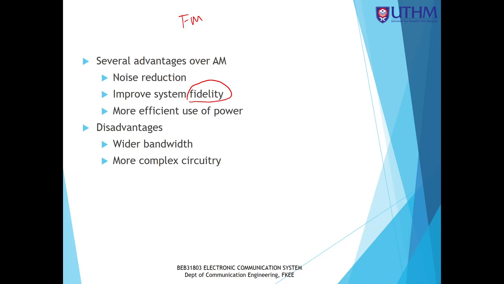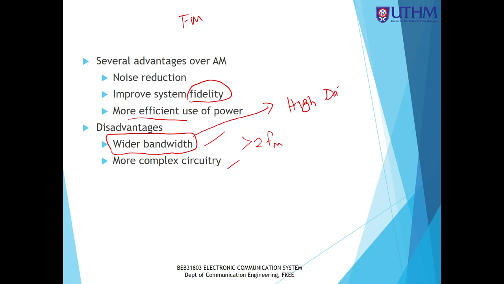And then in terms of power, more efficient use of power, okay, depending on the system, depending on the design. Disadvantages: wider bandwidth, more complex circuitry, okay. So the bandwidth is more than 2fm, wider bandwidth. So wider bandwidth doesn't necessarily mean disadvantage. Tidak semestinya bandwidth yang besar ini adalah disadvantage. Actually, wider bandwidth will produce a higher data rate, which in some applications is good. Okay, in some applications, wider bandwidth is good.